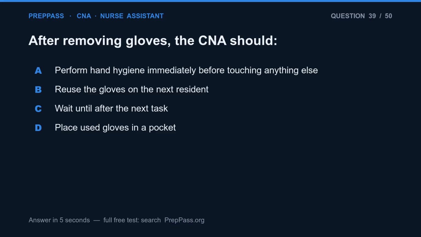Question 39. After removing gloves, the CNA should A. Perform hand hygiene immediately before touching anything else. B. Reuse the gloves on the next resident. C. Wait until after the next task. D. Place used gloves in a pocket.